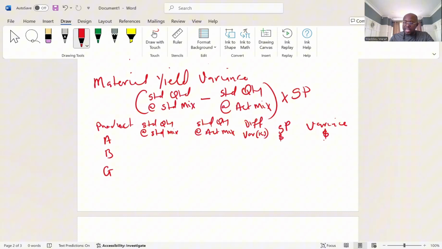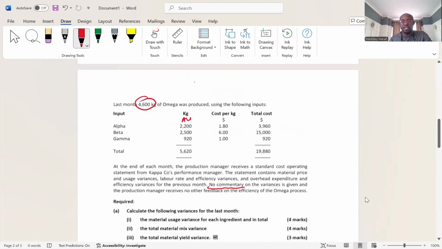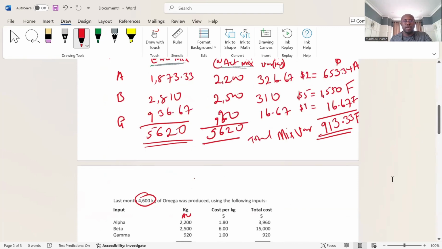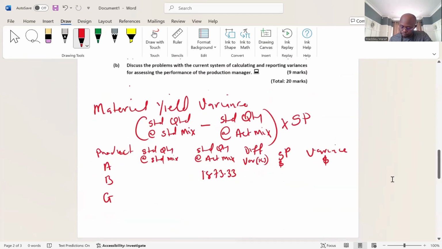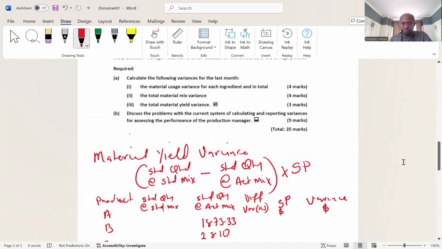So I already have one figure calculated, the standard quantity at actual mix. Just copy those figures. For the first one, alpha, 1873.33. The next one, for beta, 2810. And my last one, 936.67.